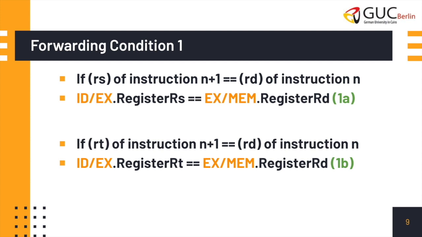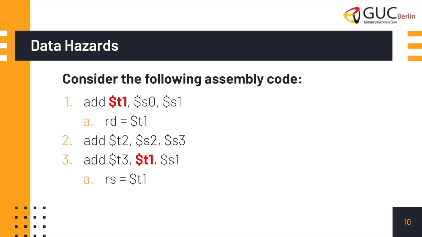There is another condition for data hazards in R-type instructions, like this example. Consider the following assembly code. In the first instruction, it is simple. I am adding S0 and S1, and the result is stored in T1. So my RD is T1. In the second instruction, it's a normal instruction. I am adding S2 to S3 and storing the result in T2. No dependencies here because I am reading S2 and S3, which are independent of any previous register used.